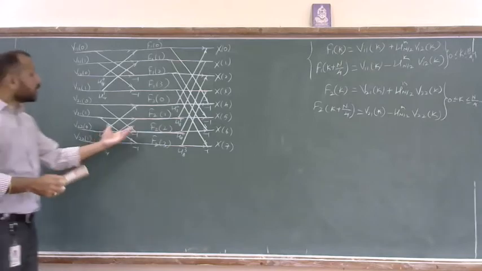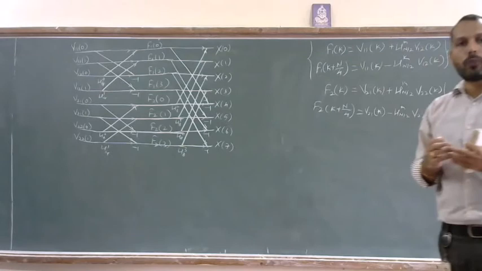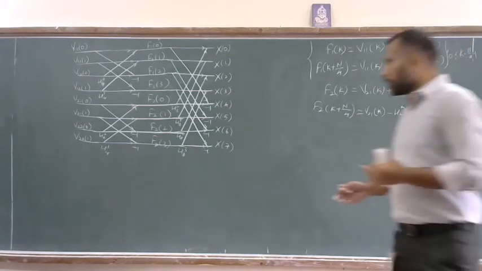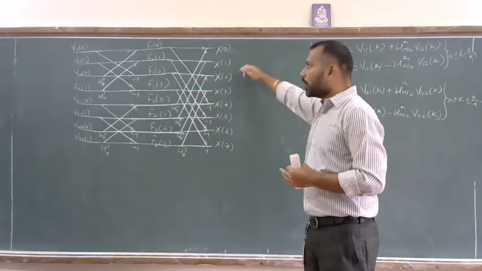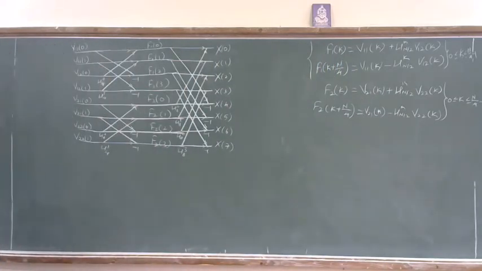Okay, so this is the second stage of decimation. In the second stage of decimation, 4 2-point DFTs will be combined to give us 2 4-point DFTs. And in the first stage of decimation, 2 4-point DFTs were combined to obtain 1 8-point DFT. Are you all following? Any doubts, any questions? No, sir. Okay.